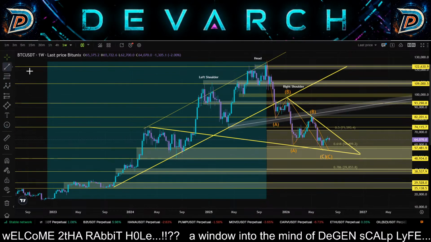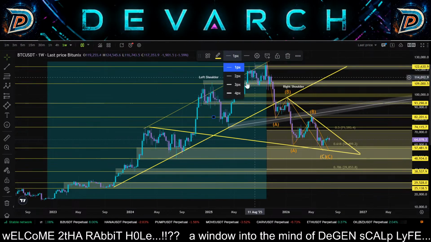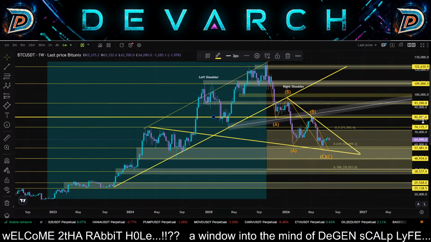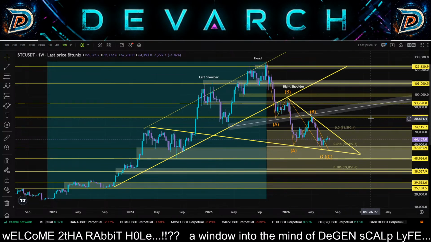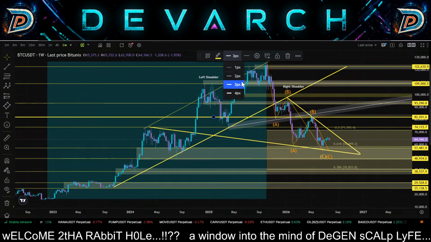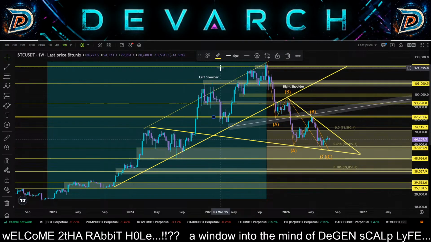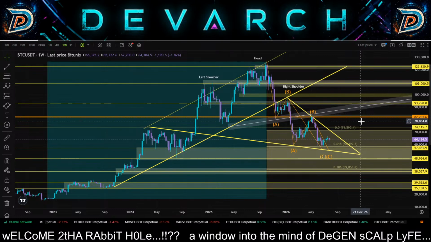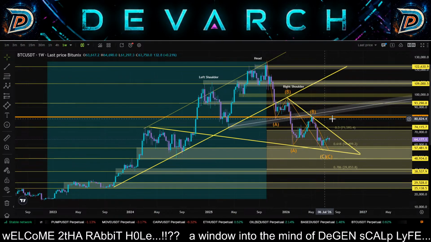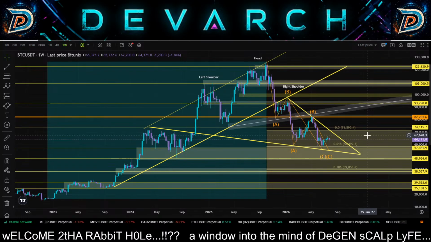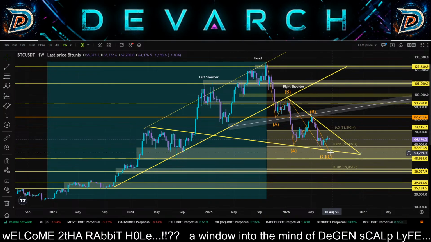But to break the structure, we're looking at this level here. The weekly structure break would be 82,200. And what I'll do is make that even more bold, let's make that an orange line. That orange line right there is the break of structure on the weekly. So we have a ways to go, and technically we're still in a corrective wave.